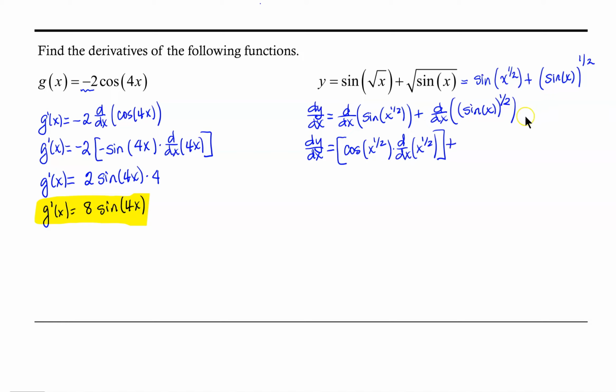Plus, now in our second term, that outer function is the square root function, and our argument is sine of x. So dealing with the square root function first, we're going to have 1/2 times, leave the argument alone, and then 1/2 minus 1 gives me a negative 1/2 power, times the derivative of our argument. And our argument was sine of x.